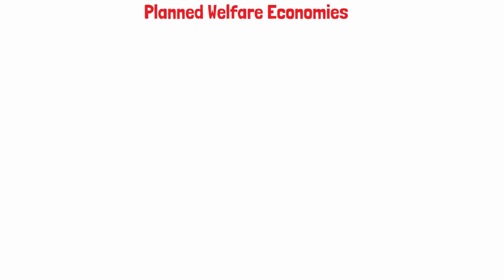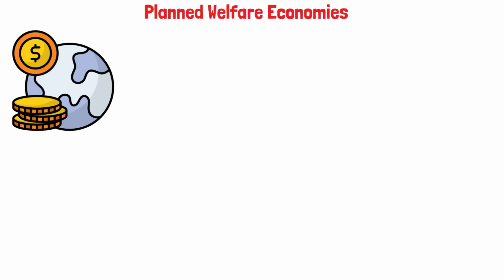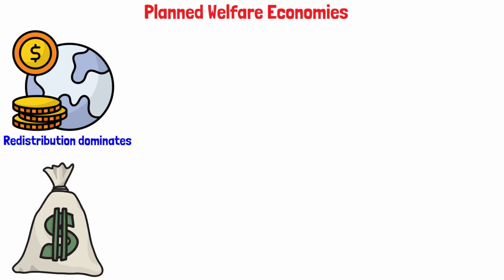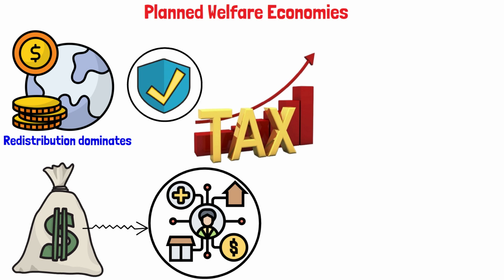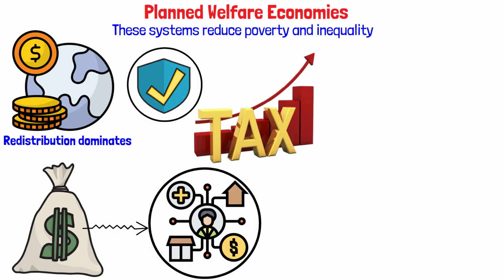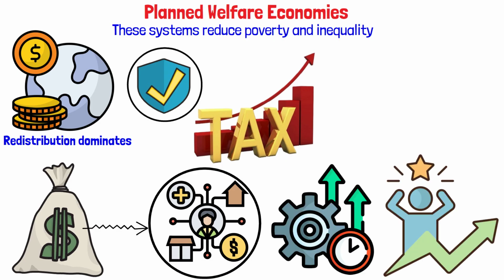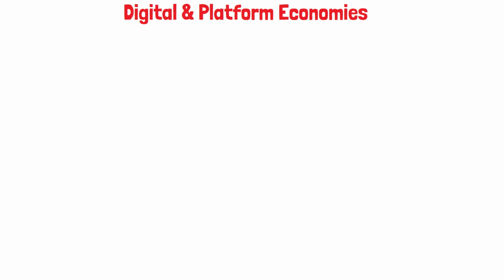Planned welfare economies. Here, economic output exists, but redistribution dominates. High taxation funds extensive welfare systems. Citizens trade higher taxes for security. These systems reduce poverty and inequality, but overextension can reduce motivation and productivity. Balance is critical.